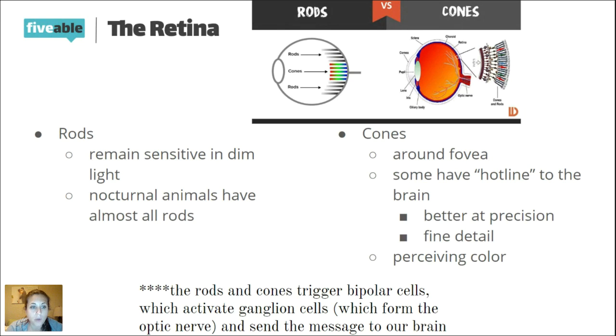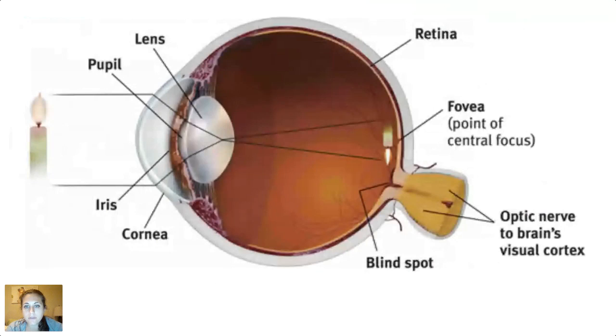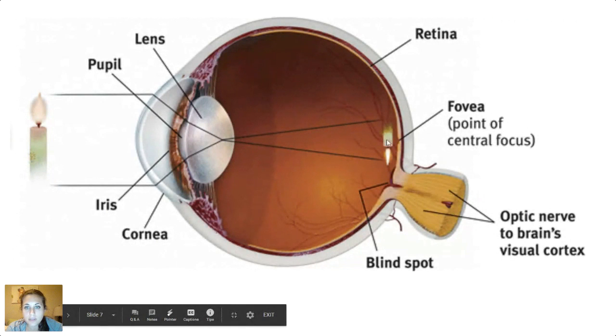They have almost all rods because animals who are active at night need better night vision, so they have more of them. We, on the other hand, have a lot of cones. And cones are going to center around the fovea. So if we look back on this slide, the fovea is where that information, that candle there, is focused on the back of our eye.